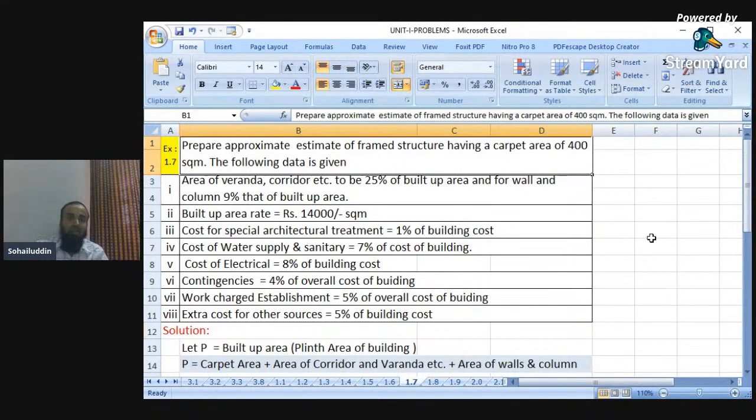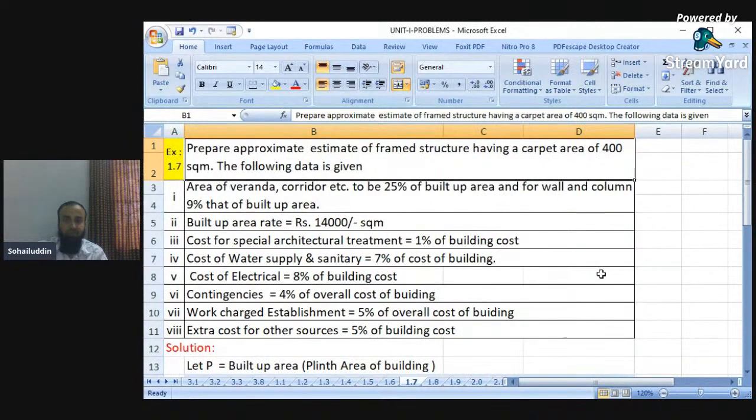So here again the question is that we have to find out the cost. Prepare an approximate estimate of a framed structure having a carpet area of 400 square meters. The following data is given. Area of veranda and corridor etc. is taken to be 25% of the built up area, that is plinth area or built up area, and for walls and columns it is taken as 9% of the built up area.